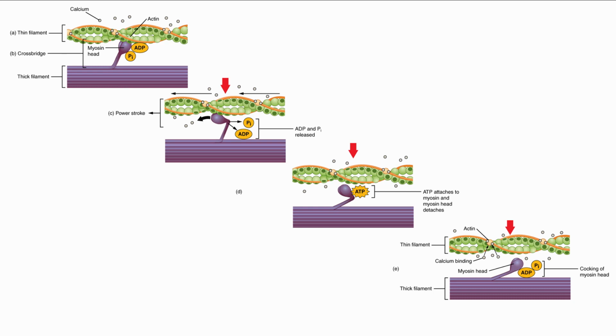So what we're really looking at here is we're looking in this diagram at the bound myosin head with ADP and phosphate. We then go through the power stroke, ADP and phosphate are released, ATP comes in, causes the myosin head to release, then goes through hydrolysis to ADP and phosphate, which gives the energy to reset the myosin head to its high energy state.